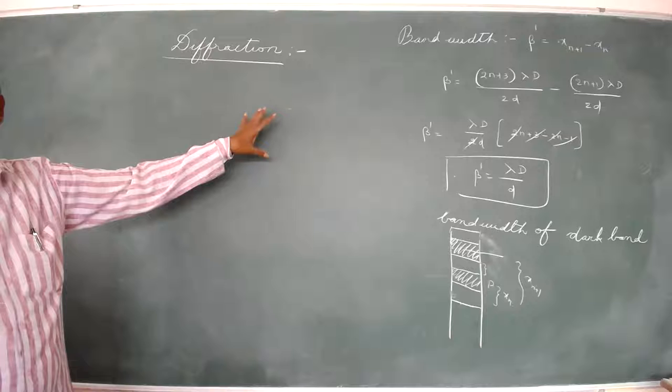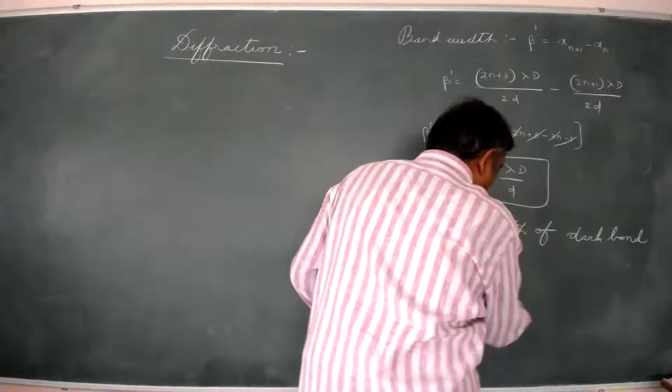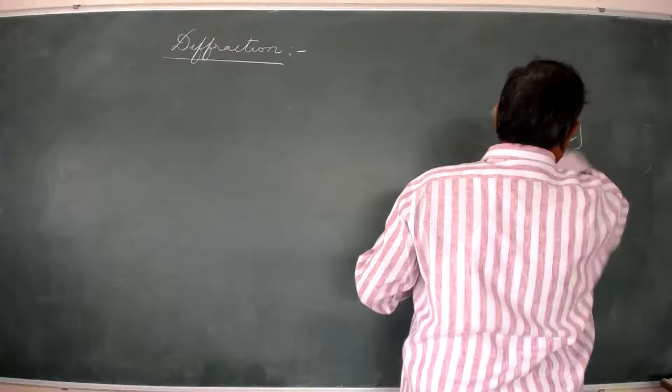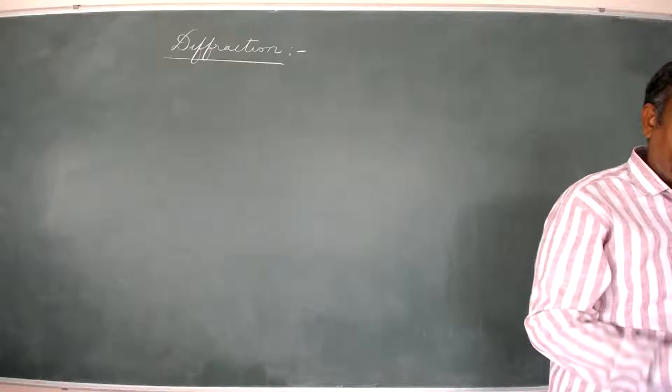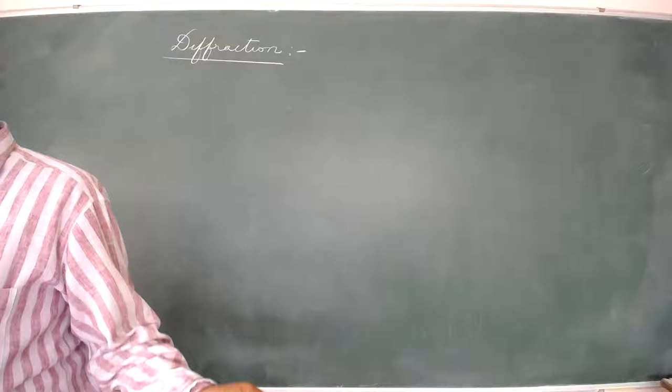Got it? Okay, so bending effect means immediately you may get one confusion. Sir, earlier we had this type of bending effect. Where did we come across that bending effect? Refraction. In the case of refraction, light exhibits a kind of bending effect. But both things are quite different. So this is the bending effect which takes place in diffraction. But what kind of bending effect takes place in refraction?